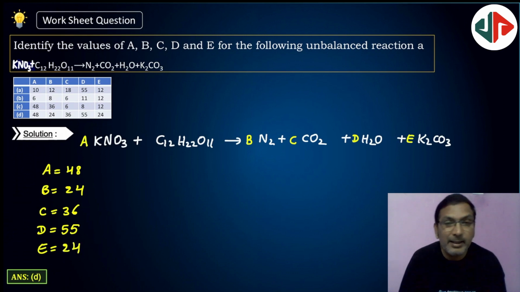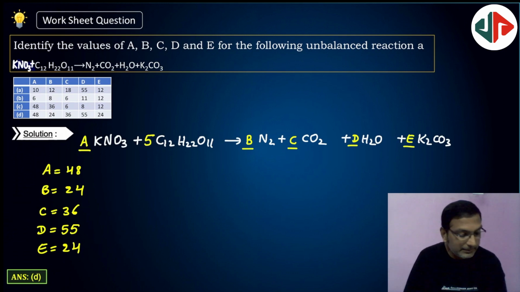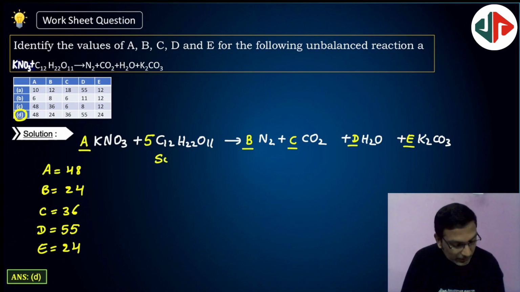By balancing atoms on both sides, we'll get these numbers. So here A, B, C, D, E are stoichiometric coefficients. And here we'll get the value 5 moles. So clearly option D. Just a simple balancing. KNO3 reacts with sucrose. This is sucrose or cane sugar.